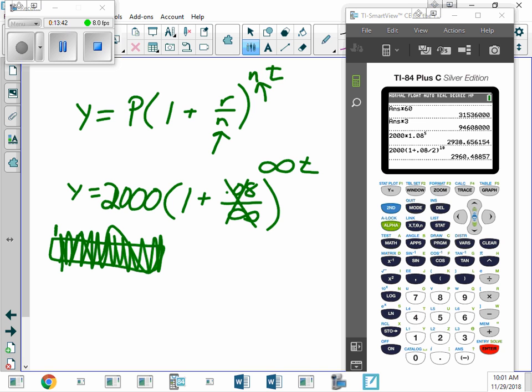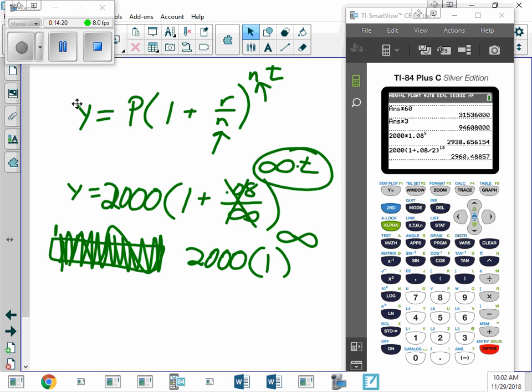This turns into 0. And then what is infinity times time? It's infinity, and we end up with 2,000 times 1 to the infinity. But what is 1 to the infinity? It's just 1. 1 times 1 times 1 times 1 times 1. So it all just falls apart. Okay? But there is a way through calculus that you can figure out what this equation truly equals. And that's where the number e comes in. Okay? So there are actually 3 compound interest formulas. 2 of them you already know.